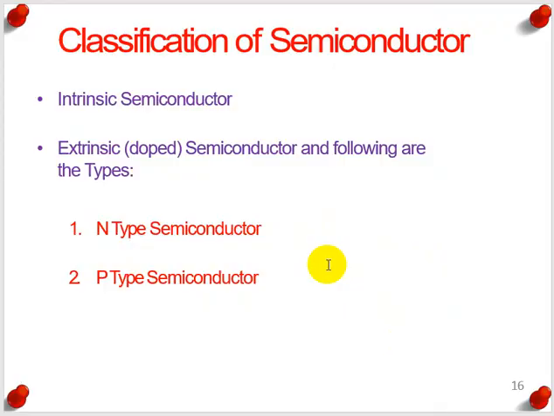And now let's come to the classification of semiconductors. There are two types: intrinsic semiconductors and extrinsic semiconductors. If a semiconductor is doped, it is called extrinsic. If it is not doped, it is called intrinsic. And extrinsic is further divided into two types: N-type semiconductors and P-type semiconductors.